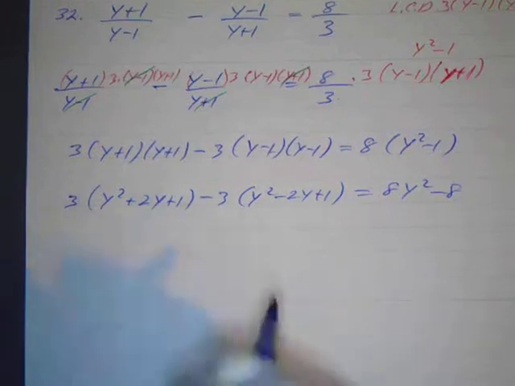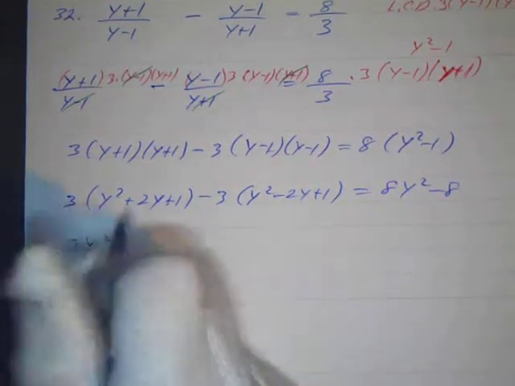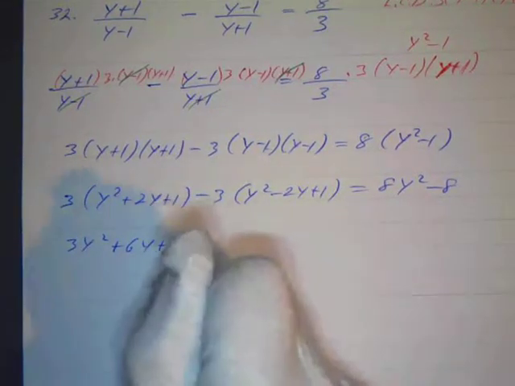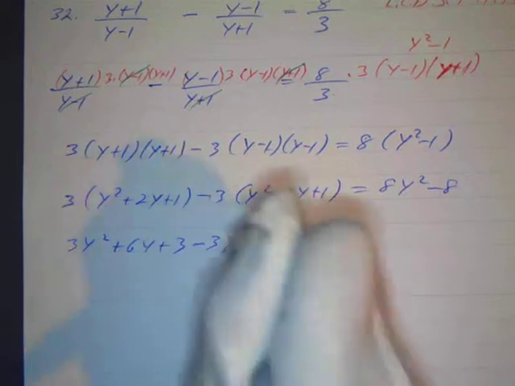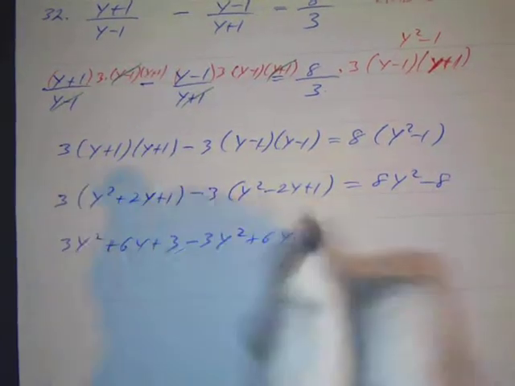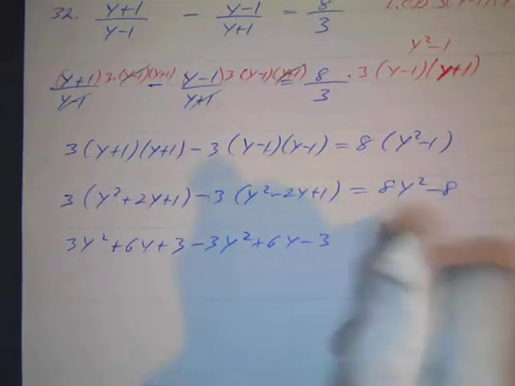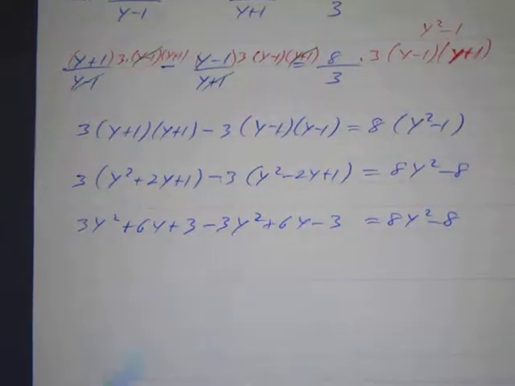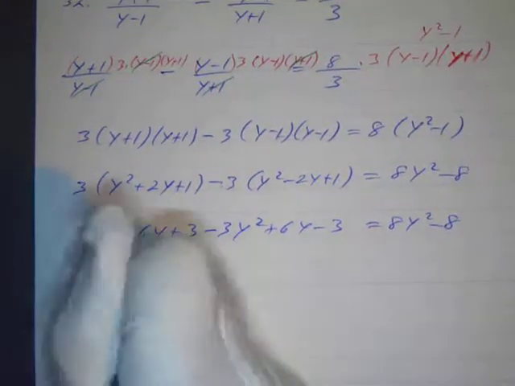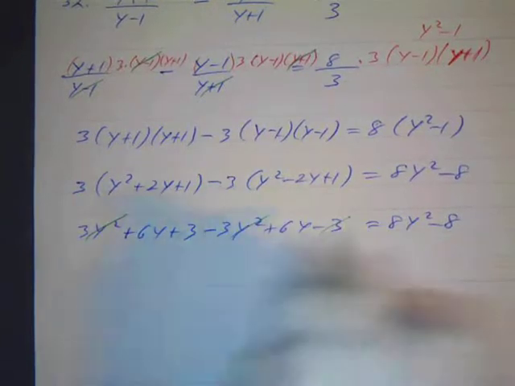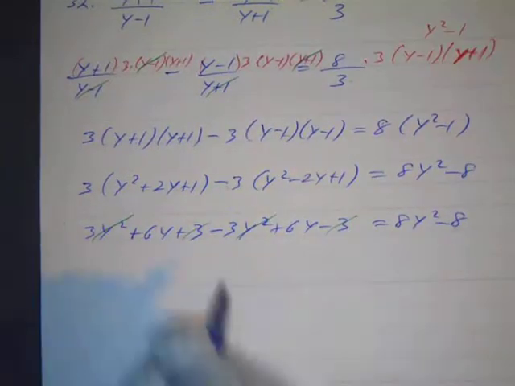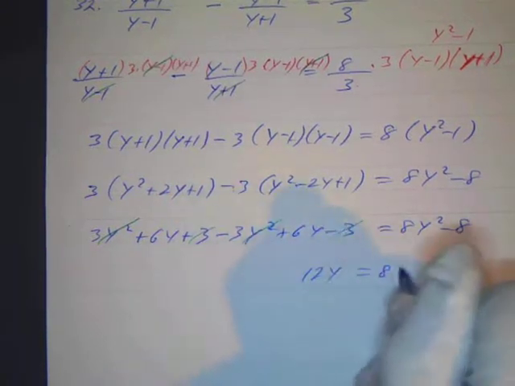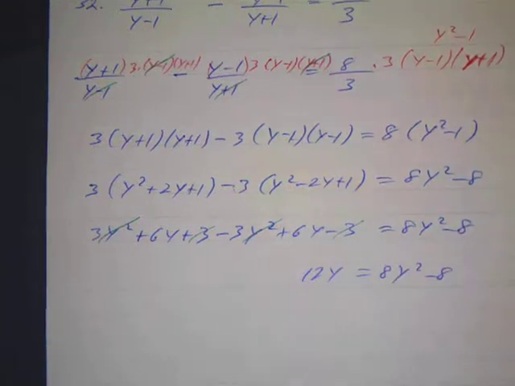And if I multiply it again by 3, I've got 3y squared plus 6y plus 3, and then I multiply by negative 3, so I get negative 3y squared plus 6y, and then minus 3. And that equals 8y squared minus 8. And 3y squared minus 3y squared becomes 0, so that's nice. 3 minus 3 is 0, so I just have 6y plus 6y is 12y. So I got 12y on the left equals 8y squared minus 8.